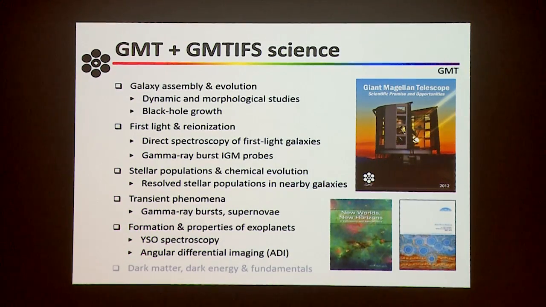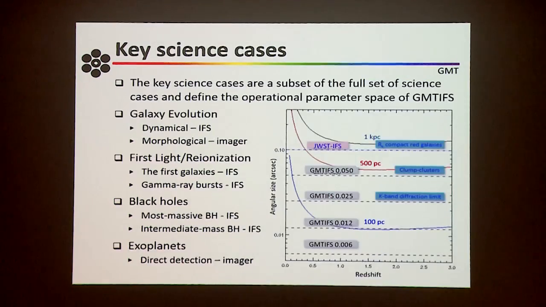All right, so here's the GMTIFS set of science cases, and these are the key science cases that we use to define some of the technical parameters. I'm not going to have time in this lecture to go through all of these, but I will pick some of them and point out how they actually impact on our choices for the instrument capabilities and where trade-offs exist, why we've chosen one particular compromise over another one. The one area that we don't really address with GMTIFS is the dark energy, dark matter and fundamentals, but all of the others have multiple key science cases.